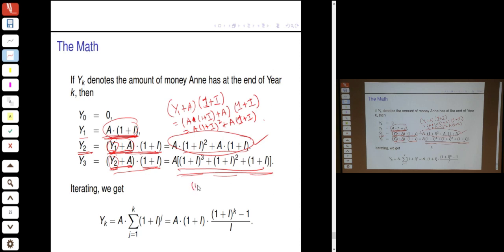So this is 1 plus I to the K to the J, where J is between 1 and 3.